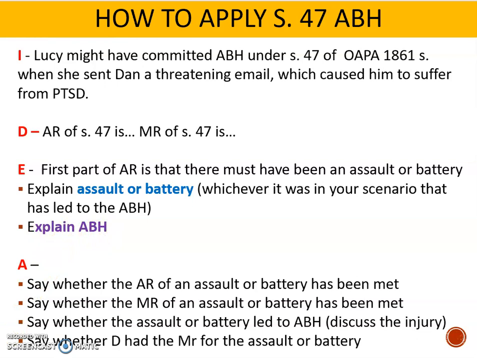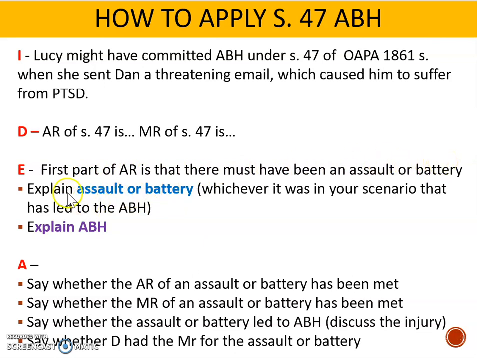Now, I said at the beginning of this video that ABH is quite tricky to apply. Students often find it quite challenging because we know for the actus reus there must have been an assault or a battery. Now, in the exam, you're not going to have time to explain everything about assault and everything about battery and everything about ABH if you're applying the law on section 47. So what you need to do here is to say that the first part of the actus reus is that there must have been an assault or a battery.